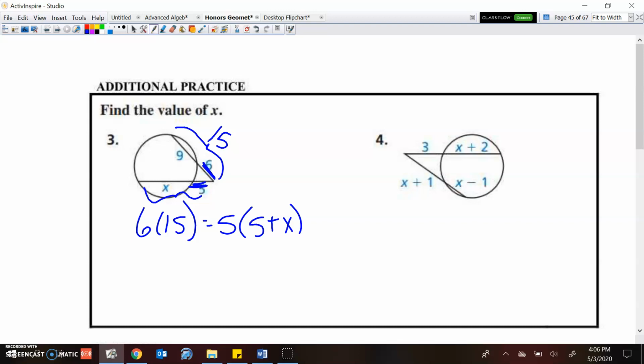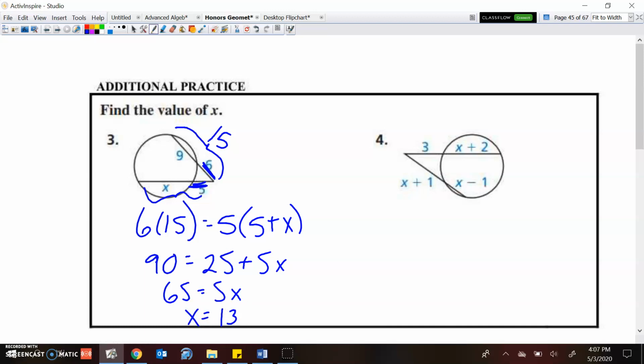All right, so now 6 times 15 we know is 90, and then I distribute, I get 25 plus 5x. 90 minus 25 is going to give us 65, and then when I divide by 5 I get 13. So x equals 13, and that's as far as they wanted us to take it.